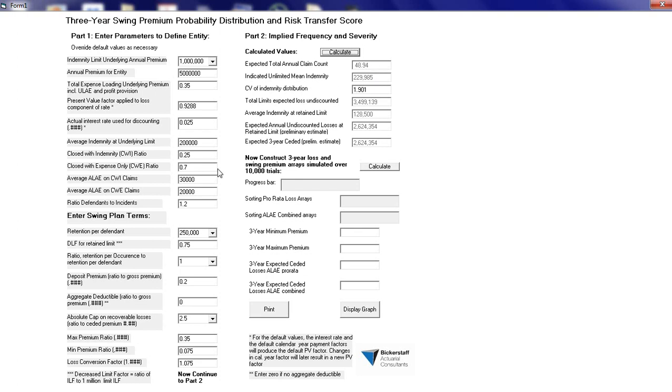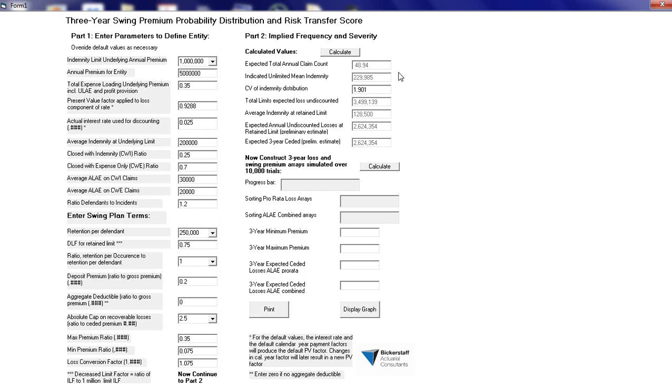It's sampling a distribution of disposition. 25% of the time you're going to have a close with indemnity, and that's the expected value, the mean. 70% of the time it closes with expense only. Then you're going to sample, if it is indemnity, from a distribution, the mean of which is 230,000, and so forth. And you do that 10,000 times.